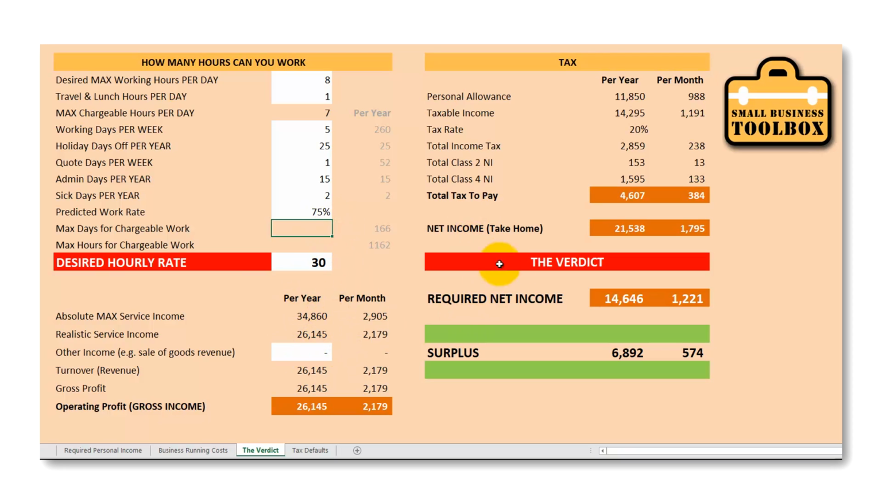Look at this. Here's our take-home wage in this little box up here. £21,538, which is pretty good. And it means that we're taking home over the McDonald's figure. But guess what? We haven't taken into account any running costs of the business yet. So let's pop some business running costs in.